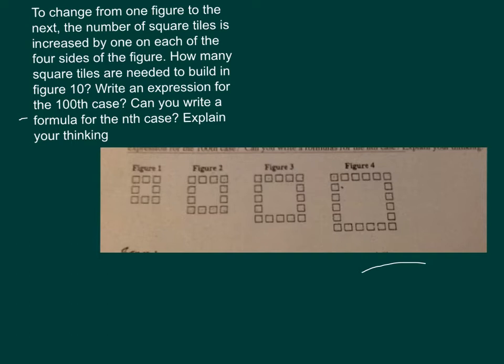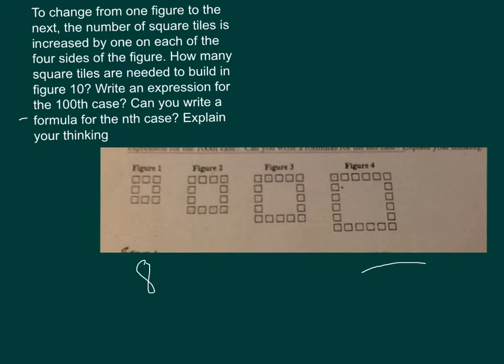So it starts out by saying it's increased by 1 on each of the 4 sides of the figure. So if we look at figure 1, they're not adding anything. This is what they started out with. So they're saying there's 1 in the middle of the top, 1 in the middle of the right, 1 in the middle on the bottom, and 1 in the middle on the left. You also have to account for the 4 corners on each side. So we can say in figure 1 that there are 8 square tiles.